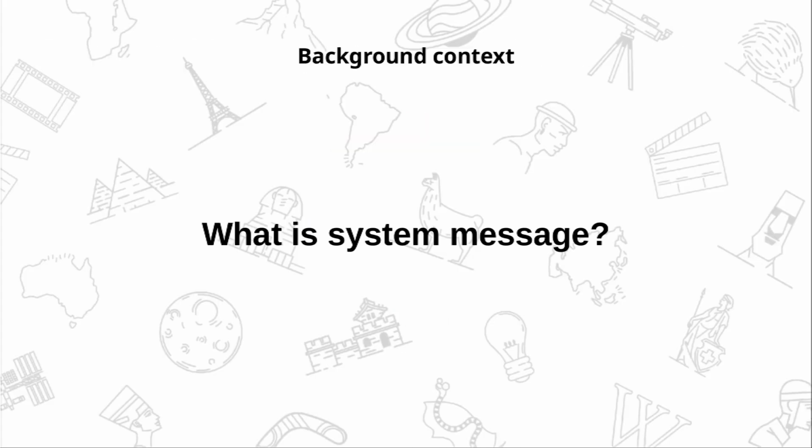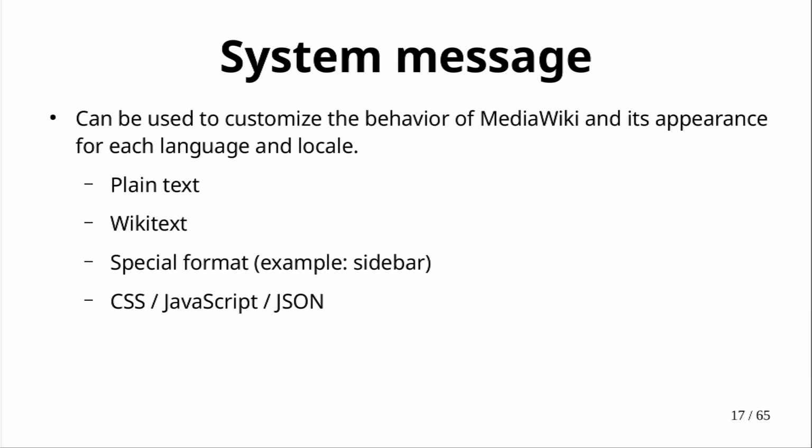Then what is a system message in MediaWiki? System messages can be used to customize the behavior of MediaWiki and its appearance for each language and locale. System messages exist in several formats, including plain text, wikitext, and special formats like the sidebar, CSS, JavaScript, and JSON.